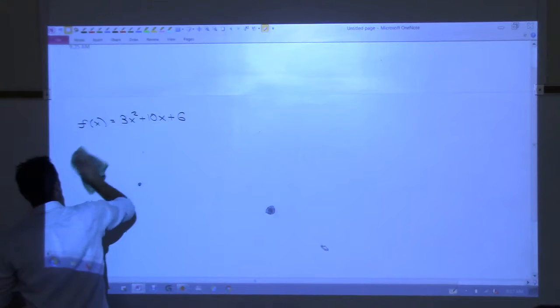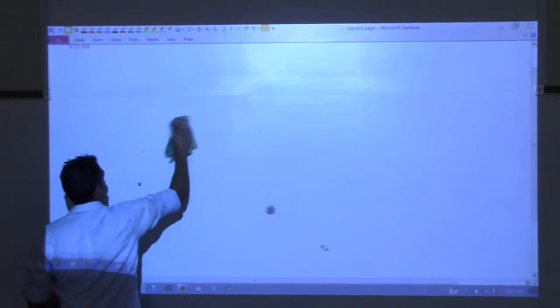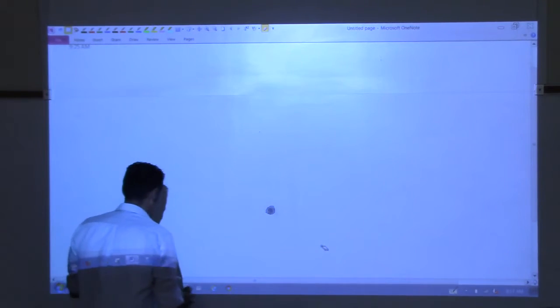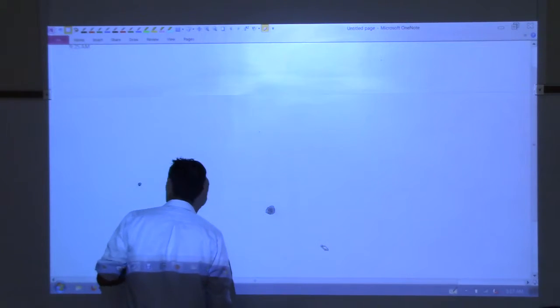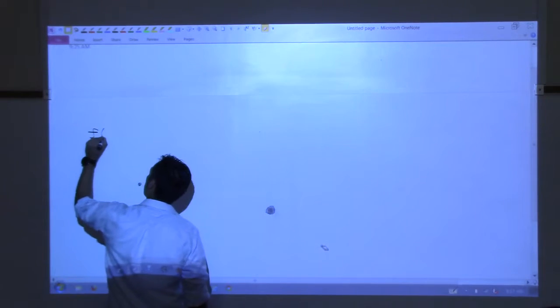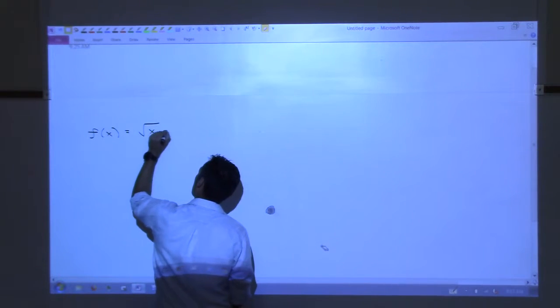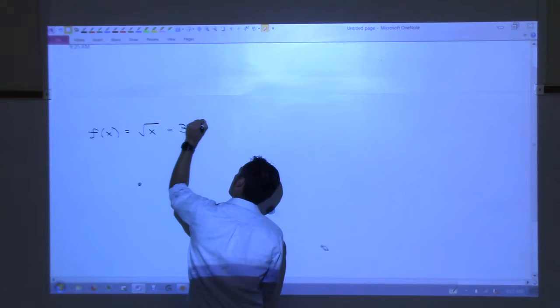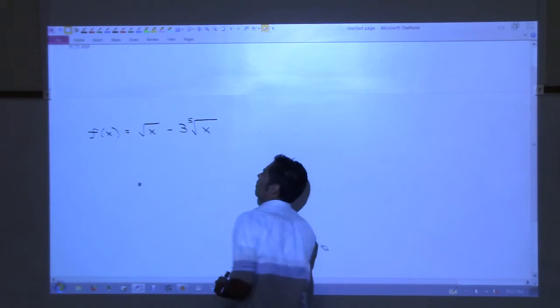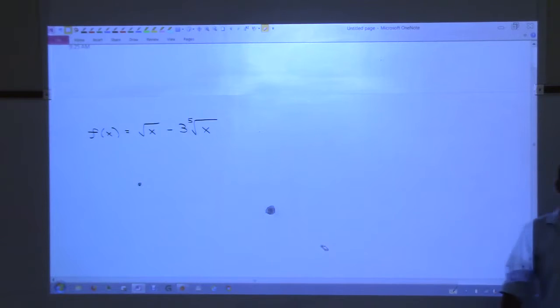So let's try some more. How about this? All right, I would like for us to find the antiderivative of this. Nope, we'll do it together.